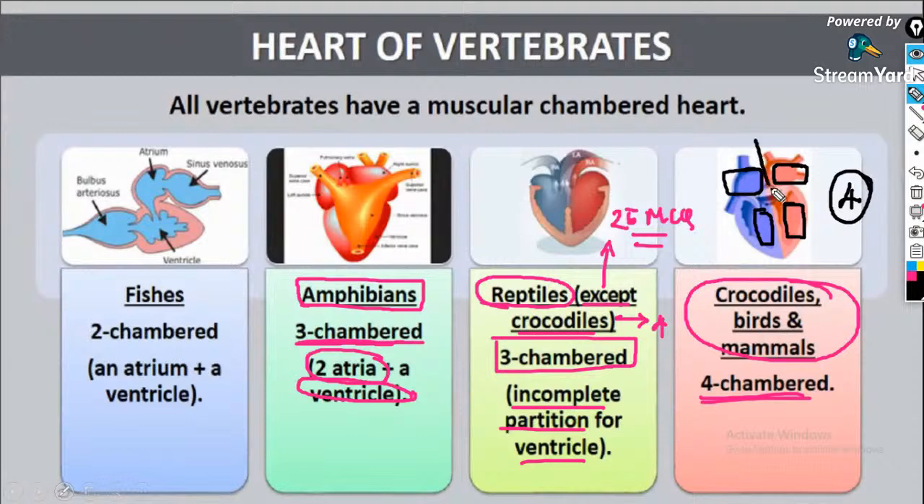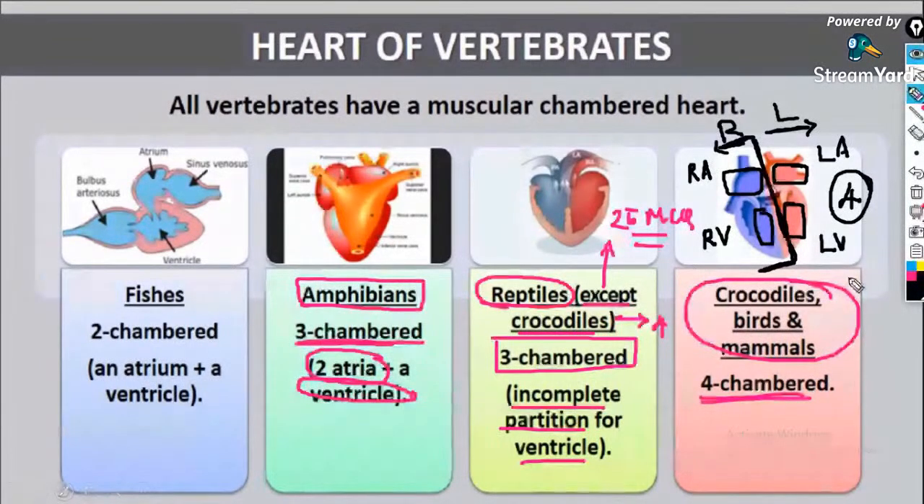In this diagram, you will have to say this is the right side and this is the left side. Am I right? Yes. So the right atrium, right ventricle, left atrium, left ventricle. So the right atrium and right ventricle, the right side of the heart, always carry deoxygenated blood.